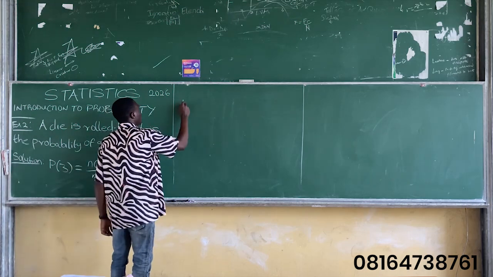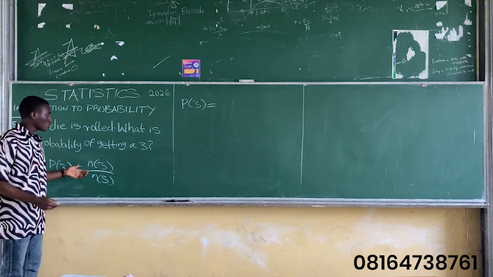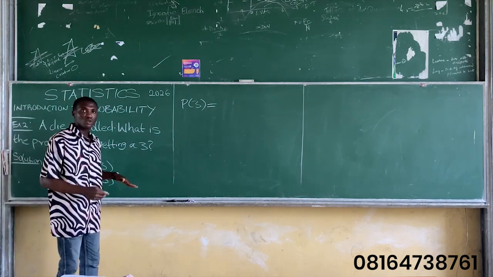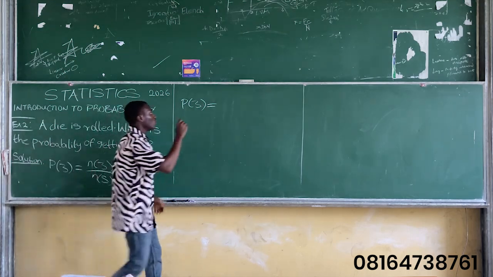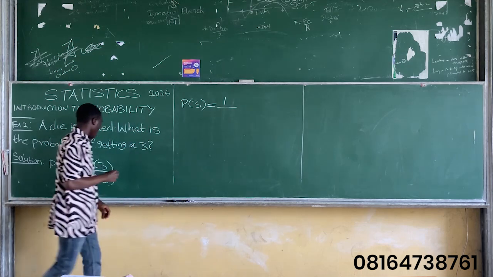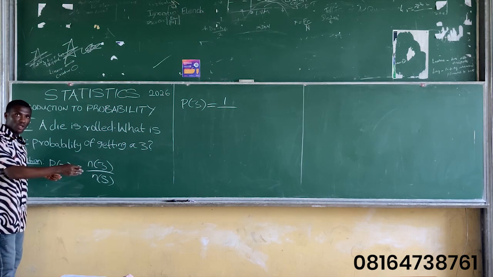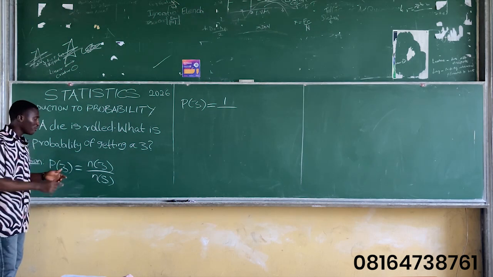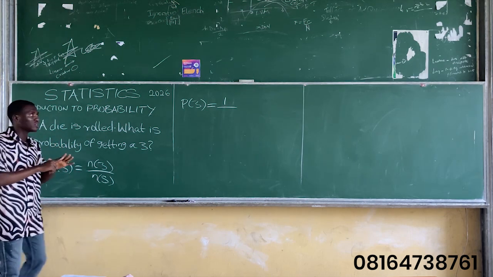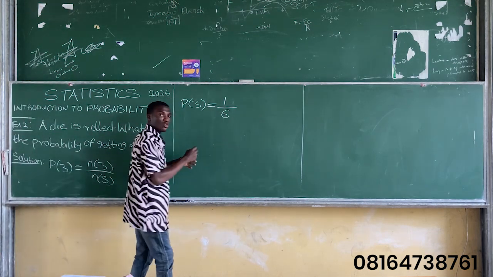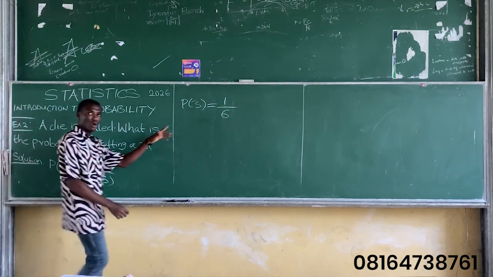So we have that the probability of getting a 3 is equal to, what is the favorable outcome for getting a 3? From the sample space, we can look at it and we know that a 3 appears only once on a die. So we have that that is 1, divided by the total number of possible outcomes. And for a 6-sided die, we have that the total possible outcomes ranges from 1, 2, 3, 4, 5, and 6, meaning that the total number of possible outcomes is 6. So the probability of getting a 3 when a 6-sided die is rolled once is 1 over 6.